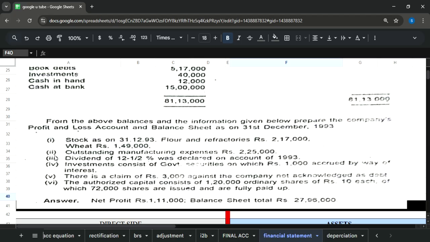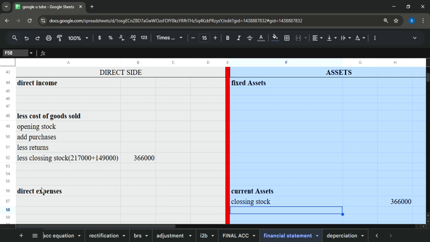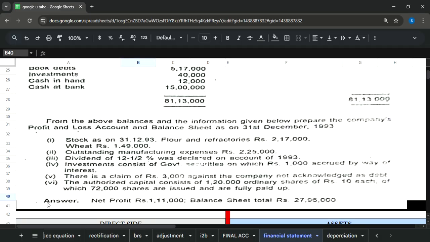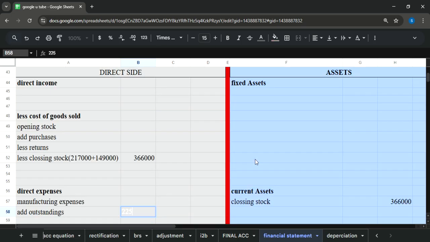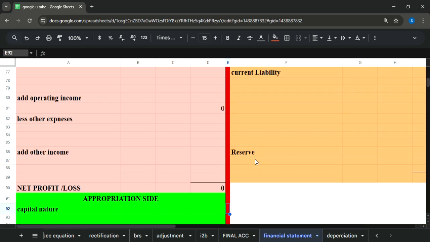Now number 2, outstanding manufacturing expenses. Manufacturing is a direct expense. So here at this side, we will be mentioning manufacturing expenses, and we will further add its outstanding. 225,000 was mentioned over here, and here outstanding is also written. Outstanding expense, second effect would be in current liability.